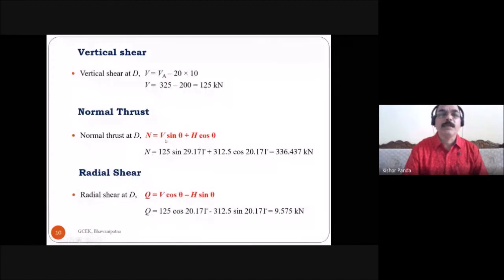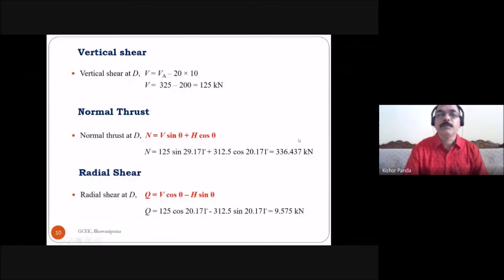Then you put here V, H and the theta angle, sin theta and cos theta. After putting these, you will get the value of the normal thrust. The normal thrust is equal to 336.437 kilonewton. Then find out the radial shear at the point D. So radial shear Q is equal to V cos theta minus H sin theta. Here you know V and H. So after putting V, H, sin theta and cos theta, you will get the radial shear at the point D, which is equal to 9.575 kilonewton.